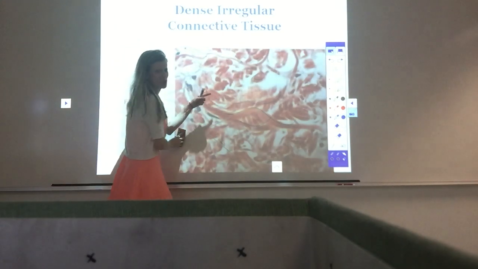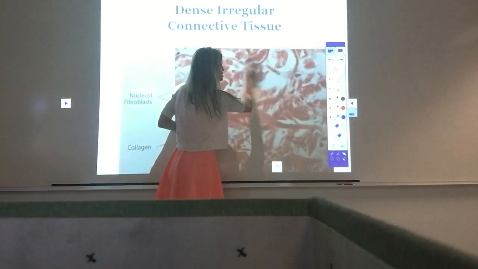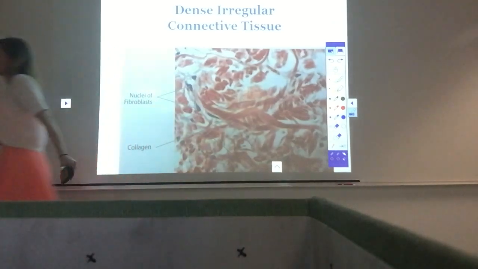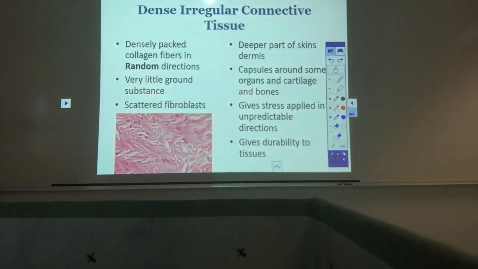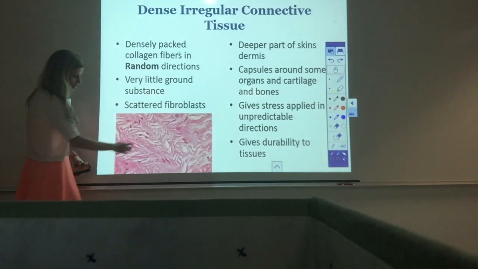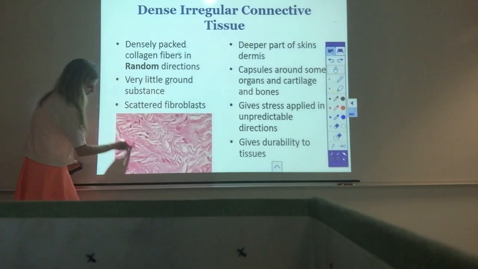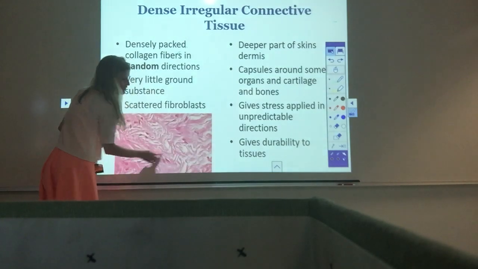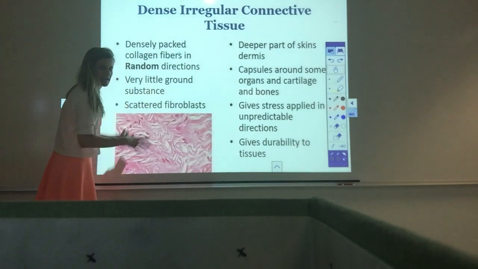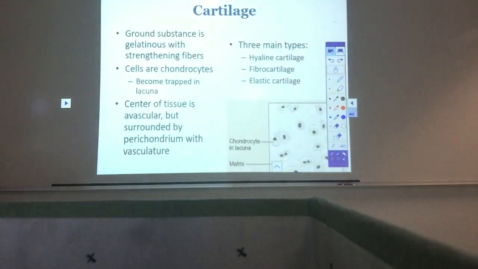And often it's much more dense than this. This is kind of a poor picture in the lab manual because the collagen should be super, super dense. You should see tons of pink everywhere like this. This is a good, dense, irregular connective tissue. Look at all this curved collagen, all these curly pink fibers curling in every direction. Really, really dense. There's more collagen than anything. Okay, that is dense, irregular connective tissue.